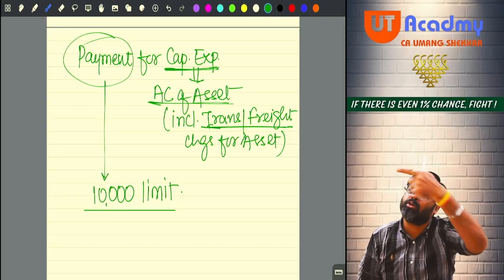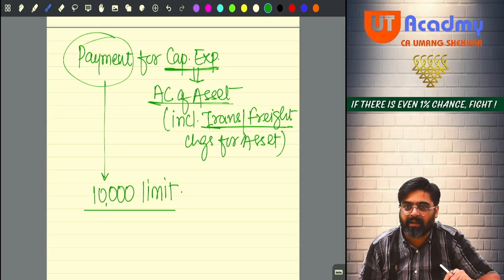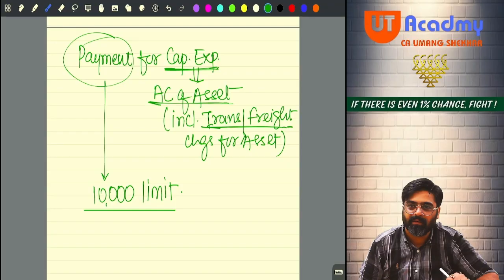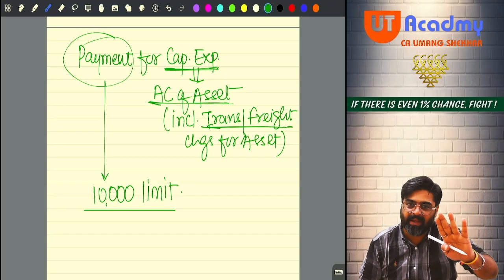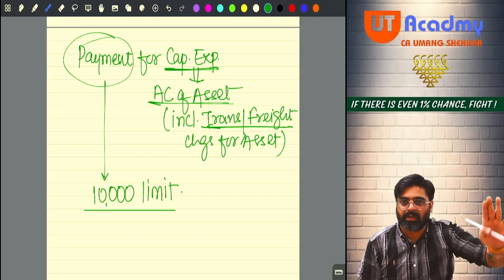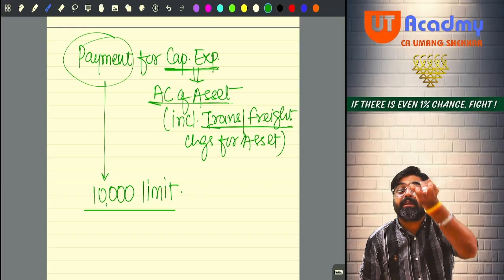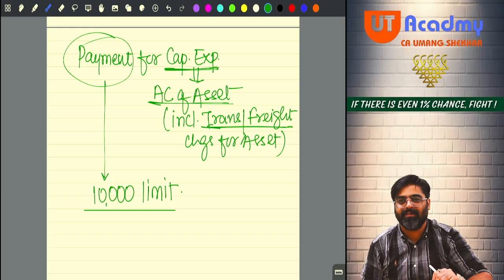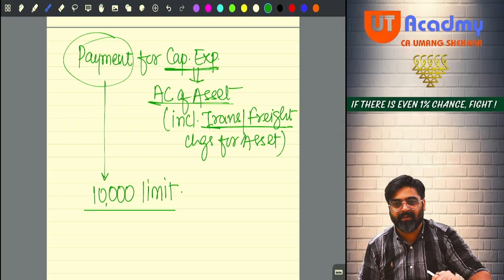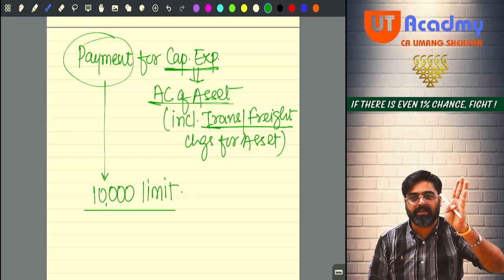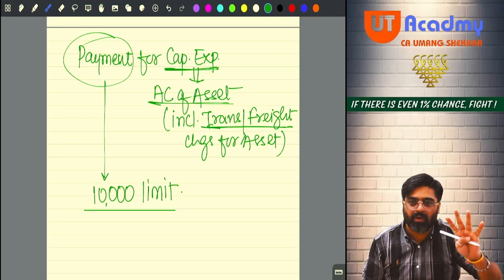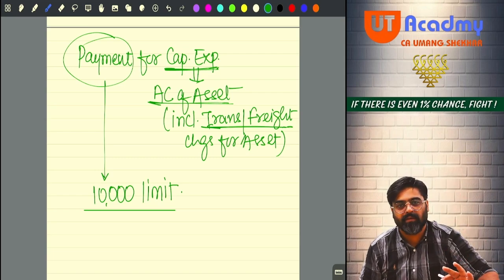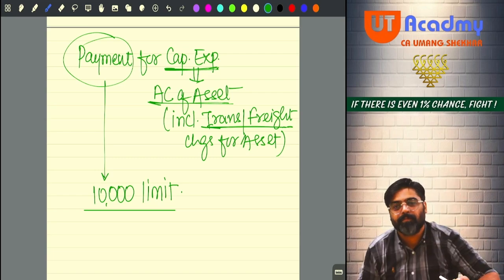And for that, there is no separate limit of 35,000 prescribed in the proviso to section 40A(3). The proviso is applicable on the entire actual cost, which includes the transport charges also. And there it is not mentioned that out of that actual cost, for transport charges check 35,000. No, there it is 10,000 only. Getting my point? Sure, sir?